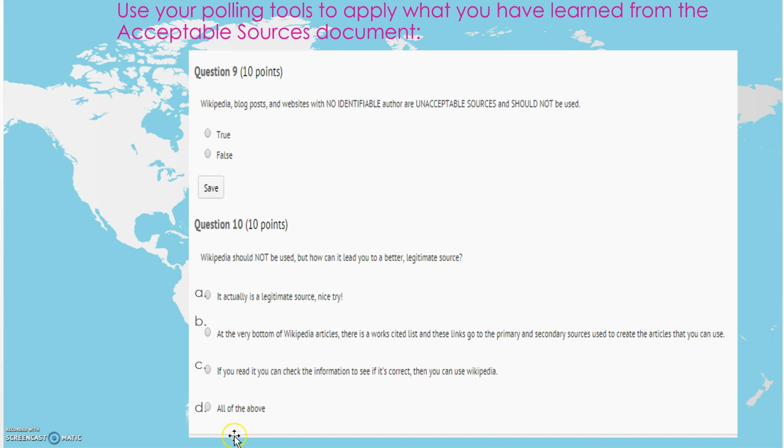What else do I have here? More questions. Wikipedia, blog posts, and websites with non-identifiable authors are unacceptable sources and should not be used. Think about that question. Wikipedia should not be used, but how can it be a legitimate source?